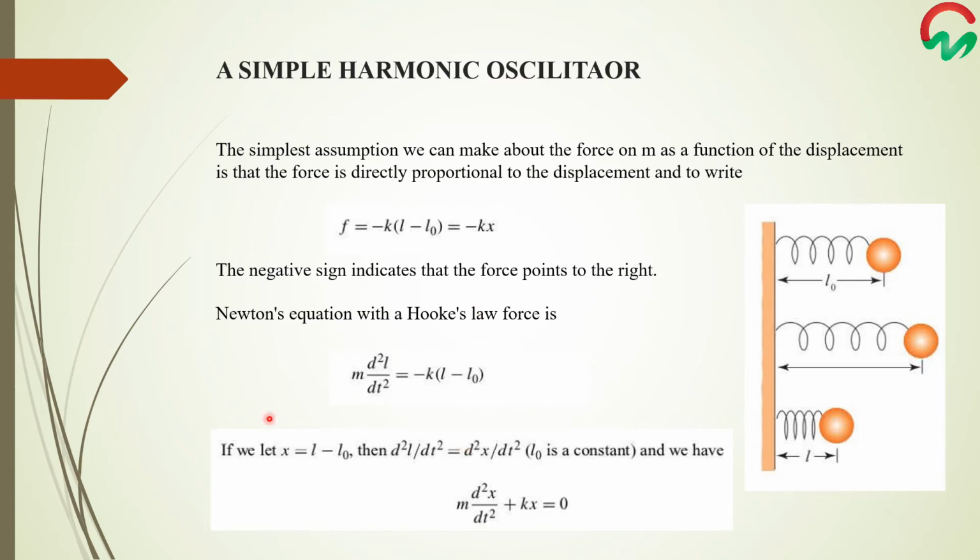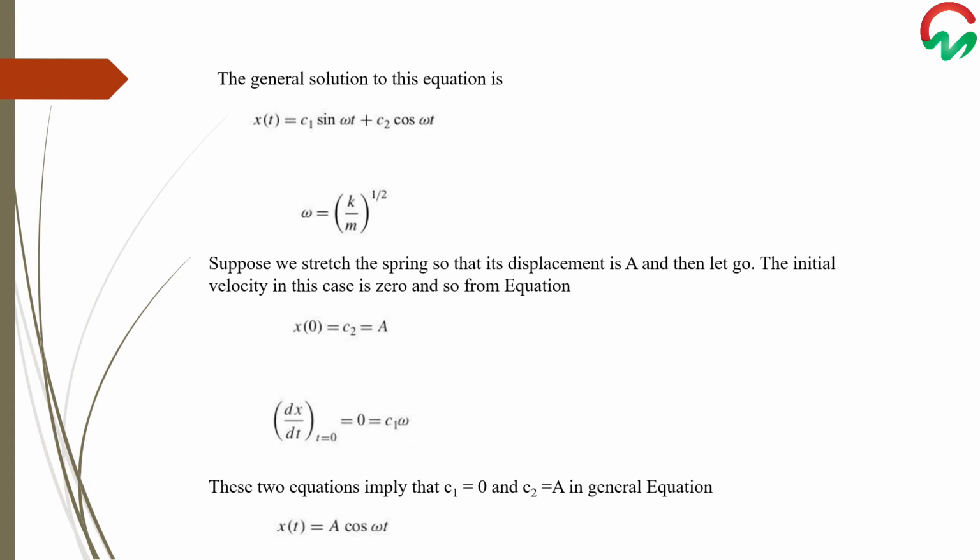So this equation can be rewritten in the form m d squared x by dt squared plus kx equals 0. Students, the general solution to this equation is x(t) equals c1 sin omega t plus c2 cos omega t, and we know that omega is equal to the square root of k by m. Suppose we stretch the spring so that its displacement is a and let go, then the initial velocity in this case is 0. So from the equation, x of 0 is equal to c2, which is equal to a. By putting the initial velocity 0, dx by dt at time t equals 0 is equal to c1 omega. These two equations imply that c1 is equal to 0 and c2 is equal to a in the general equation. Thus the general equation becomes x(t) equals a cos omega t.